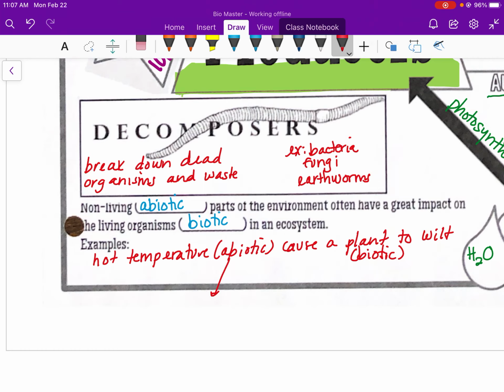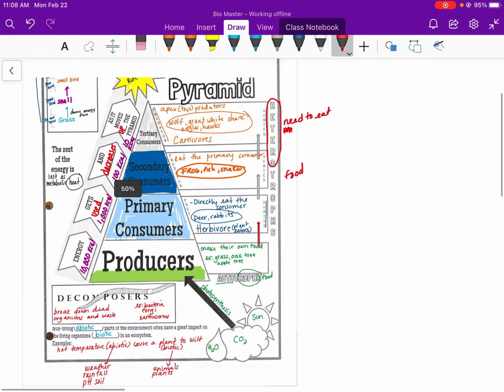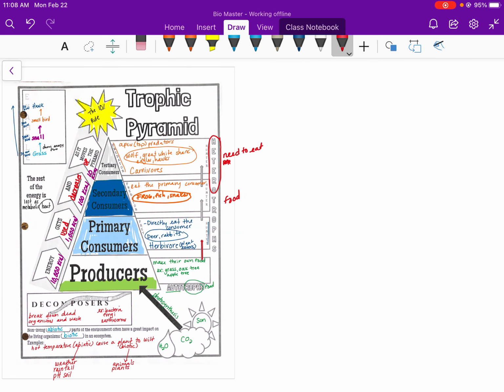Other abiotic things are things like weather. It could be rainfall. It could be the pH of the soil, which we'll talk about later. And the biotic things are animals and plants. Okay, so here's our little primer on trophic pyramids.